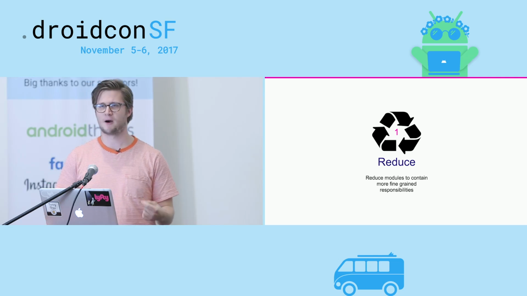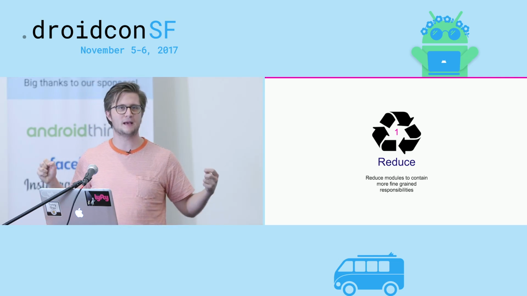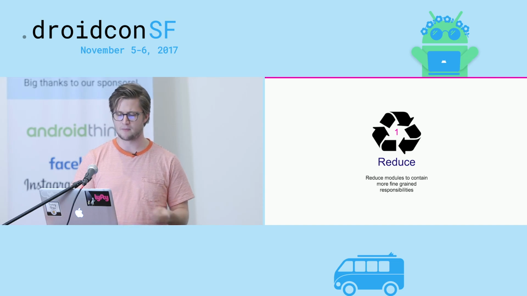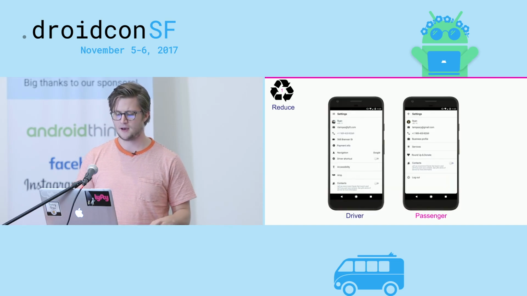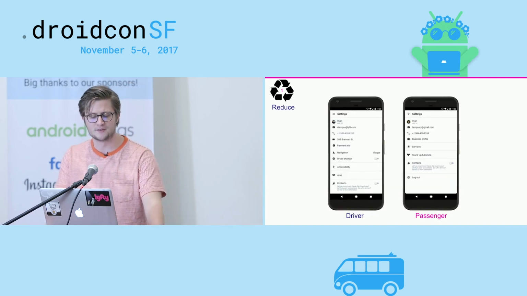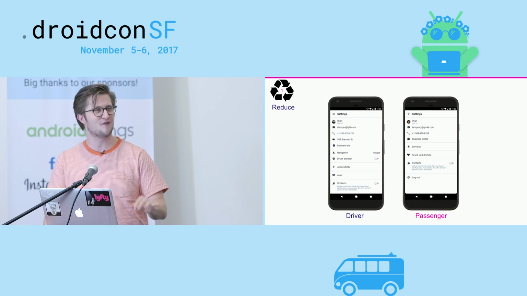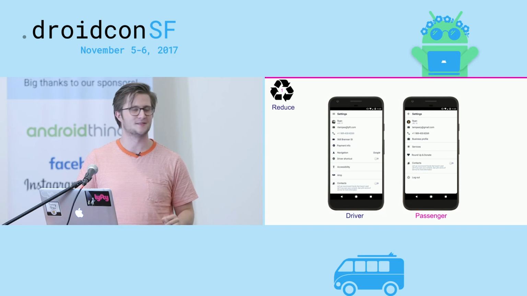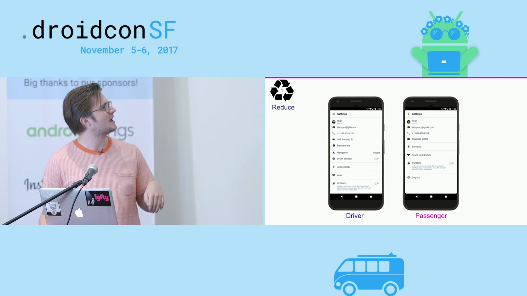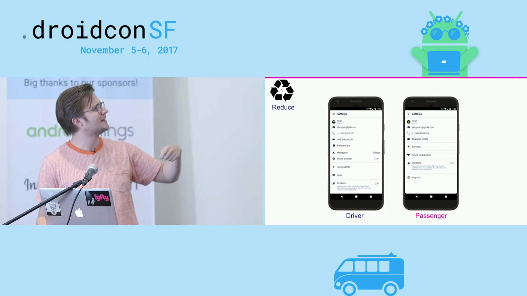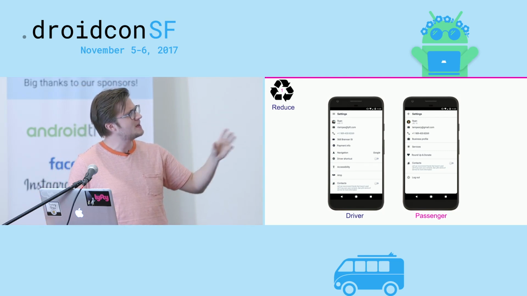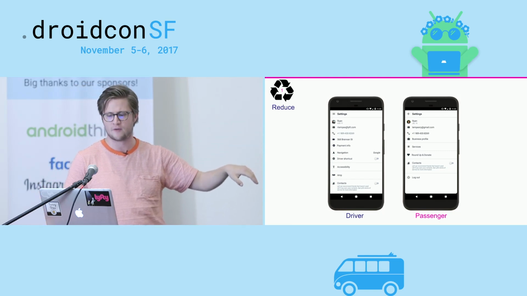All right, so first I'm going to talk about reducing. So how did we go about making sure that modules did only what they really should be doing and having more fine-grained responsibilities? The example that I like to use here is our settings page, because settings is very, very similar between driver and passenger functionality, but it's not quite exactly the same. So as you can see here, it looks like there's a profile that you can select, maybe an email, a phone number, but then things start kind of differing between the driver and the passenger.